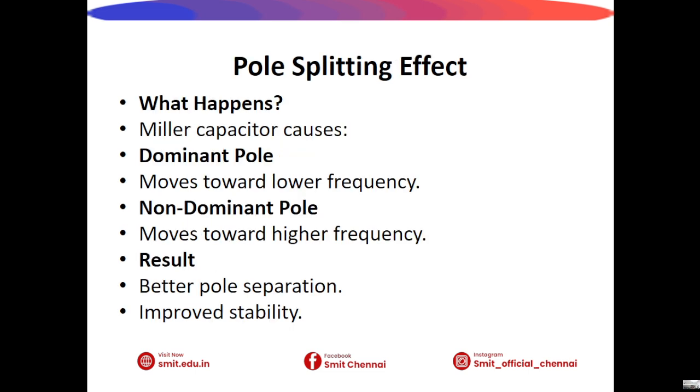Next, we see about the pole splitting effect. An important effect of Miller compensation is pole splitting. One pole moves toward a low frequency and becomes the dominant pole. The second pole moves toward a much higher frequency. This increased separation between poles reduces phase lag at the unity gain frequency and improves phase margin. As a result, the amplifier becomes stable.